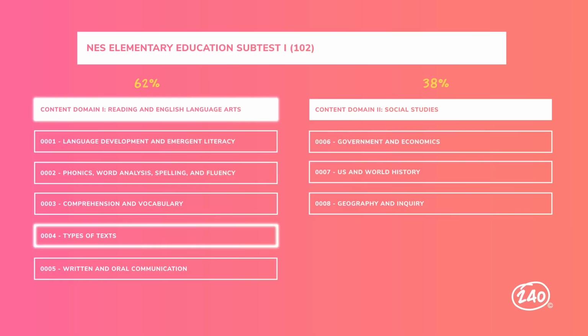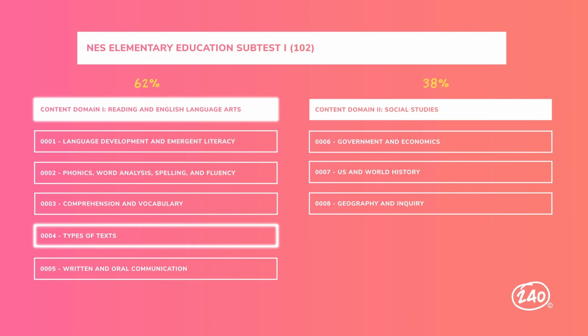Now, if you need to brush up on any of the differences between homonyms, homographs, or homophones, we've got you covered in our study guide. Ready for the next competency? Let's jump in. The fourth competency, types of text, covers the characteristics of literary genres as well as the features of types of text such as persuasive.